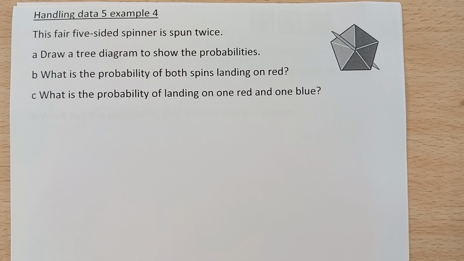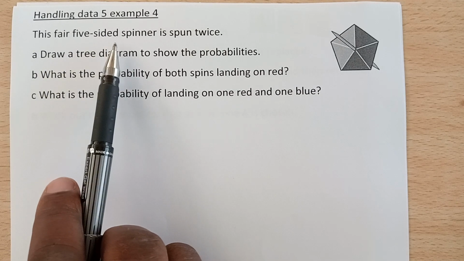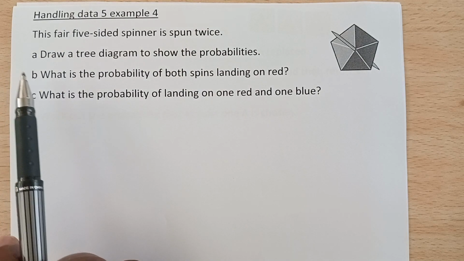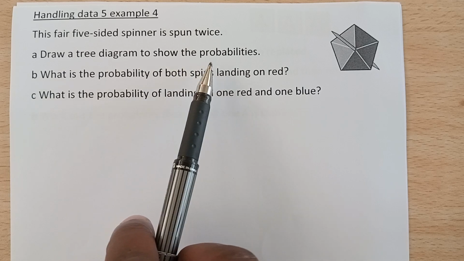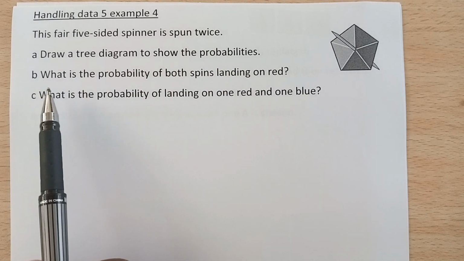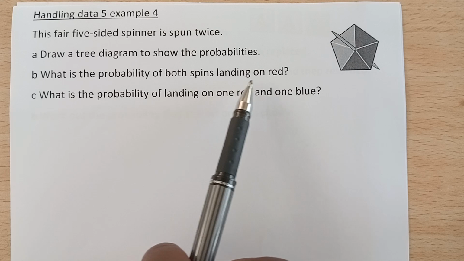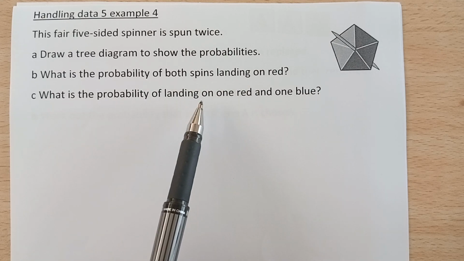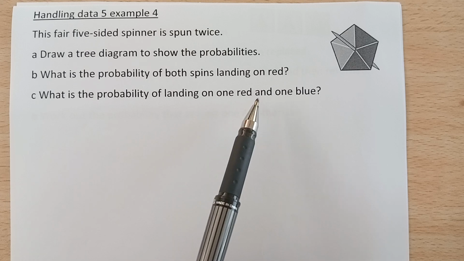And in this video I want us to explain example 4 in handling data 5. In this question, a fair 5-sided spinner is spun twice. Draw a tree diagram to show the probabilities. What is the probability of both spins landing on red? What is the probability of landing on one red and one blue?